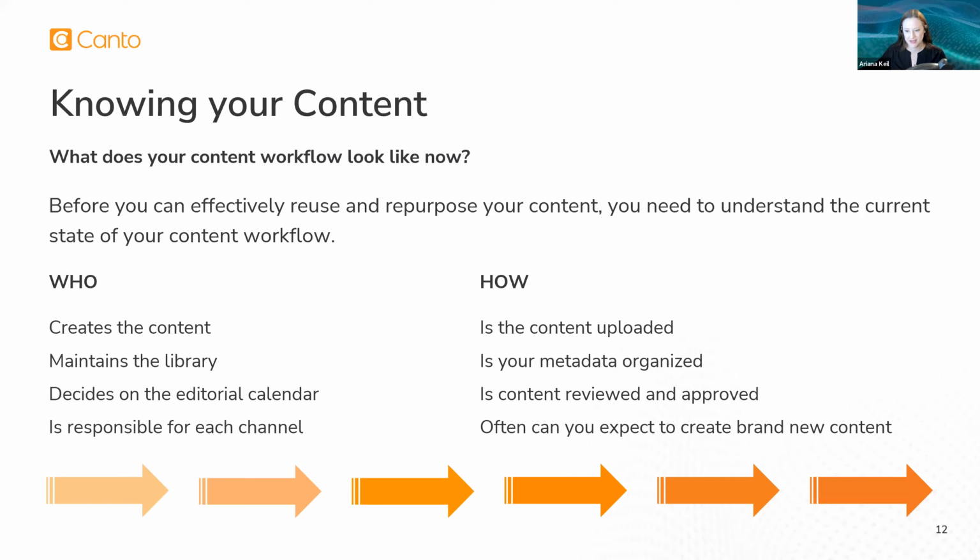Once you know the current state of your content and have decided on a framework and the conventions for your content library, you can start thinking about the workflow. So what does your content workflow look like now? Before you can effectively reuse and repurpose the content, you need to understand the current state of that workflow. Know who is responsible for certain tasks and how those tasks are done. And then make sure that that knowledge is documented and available. The most organized system isn't going to be effective unless you organize the workflows and the people that are interacting with it.